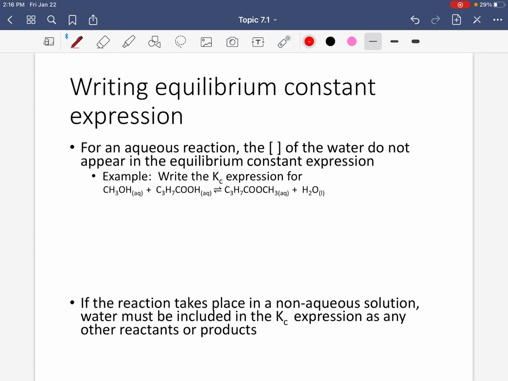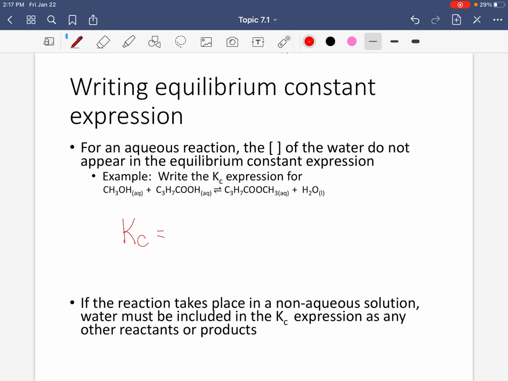So if you were asked to write the Kc expression for this reaction right here, which is a very cool reaction because you're looking at an alcohol reacting with an organic acid to get something known as an ester. You will learn that very soon in organic chemistry. We are going to write out the Kc expression for this.